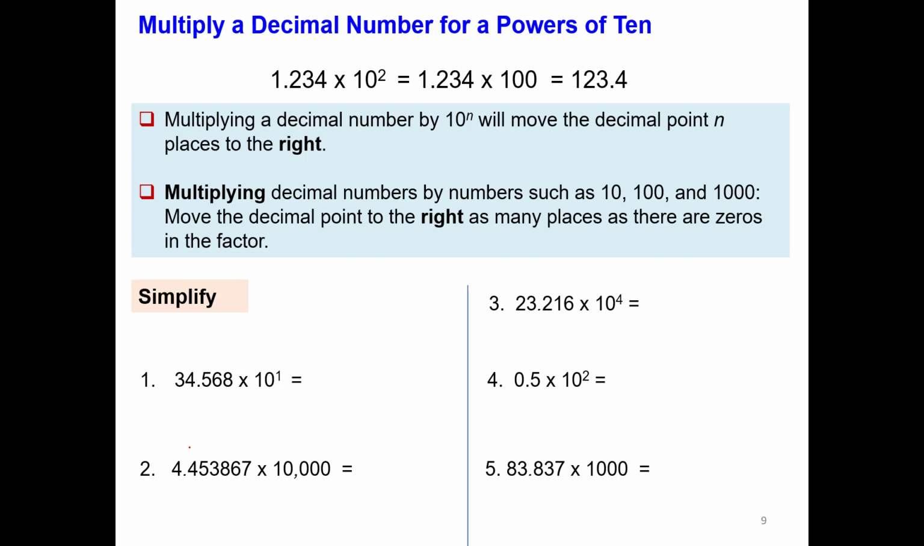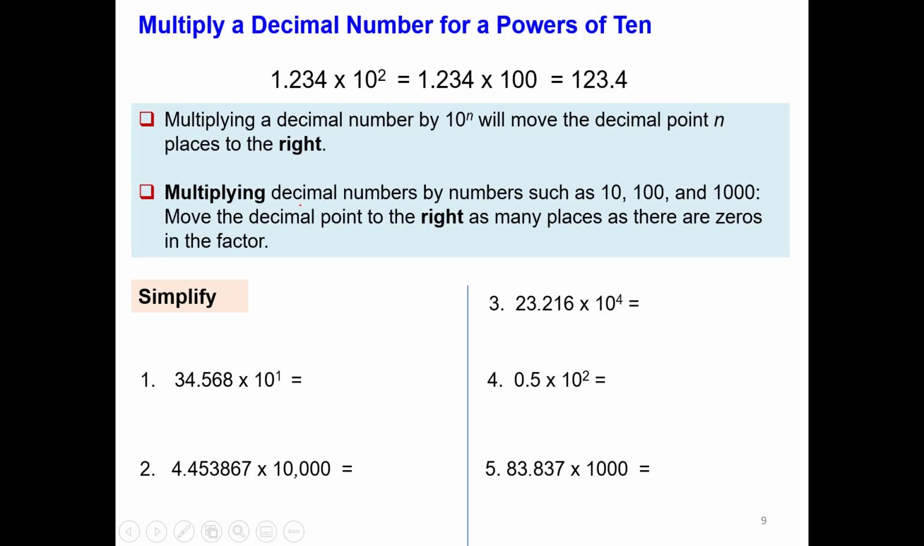Here I write the rules, what we did in the previous slide. If we multiply a decimal by 10 to the power n, where n can be 1, 2, 3, any exponent, we move the decimal point n places to the right. In this case, n is 2, so we need to move 2 places to the right. Yes, 1, 2.